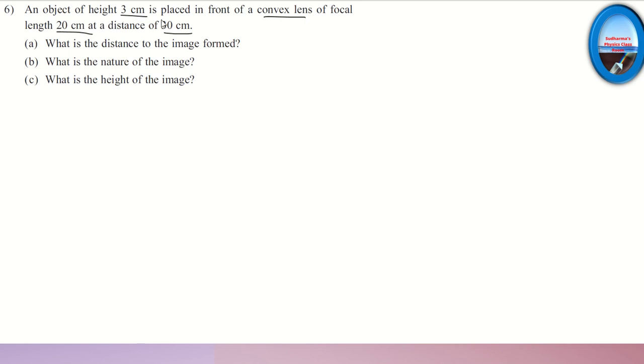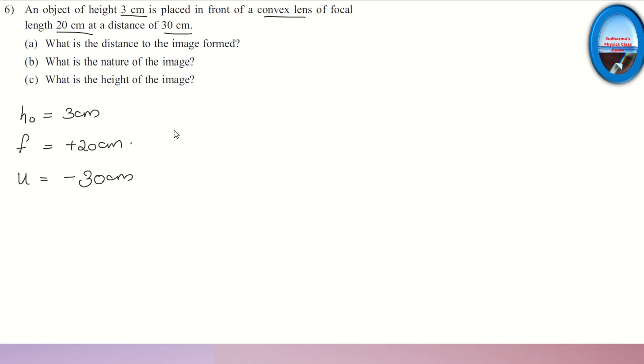An object of height 3 cm is placed in front of a convex lens of focal length 20 cm. So the height of the object is 3 cm. It's a convex lens, so the focal length is positive, plus 20. At a distance of 30 cm means the object distance is minus 30 cm. Object distance is always negative. What is the distance of the image formed? That means we are expected to find the image distance.